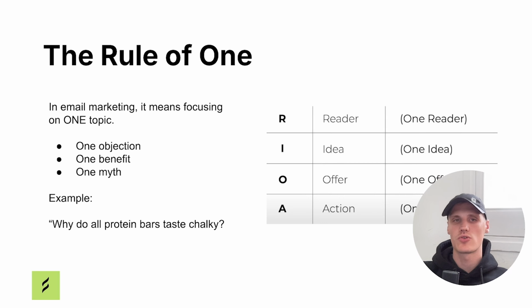So you don't want to be sending email campaigns where you talk about your brand story and you also talk about the benefits of your best-selling product, for example. In email marketing, you want to focus on one topic. So for example, you can write an email campaign around one sales objection, one product benefit, or one industry myth. If I'm selling protein bars and one objection is why do all protein bars taste chalky, then I can write an email campaign around that and position my brand as the non-chalky option. So it's really that simple.